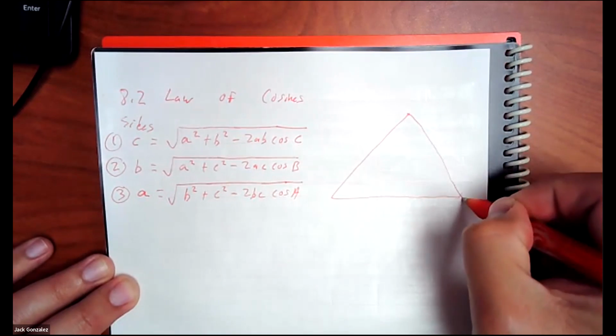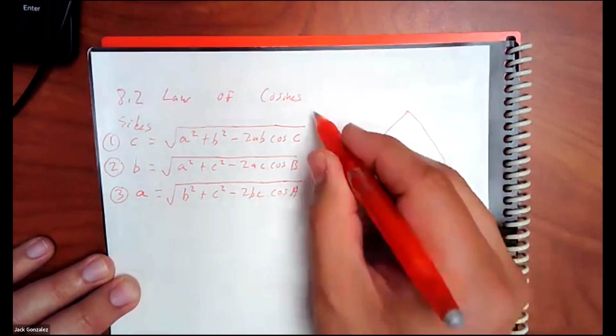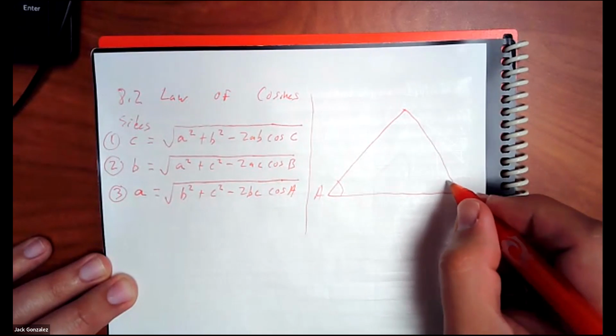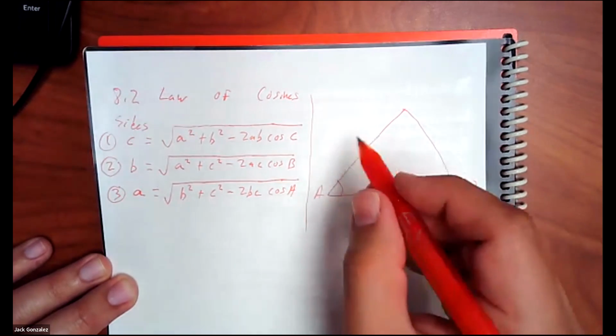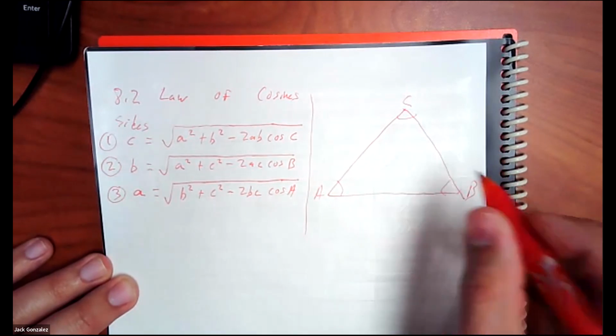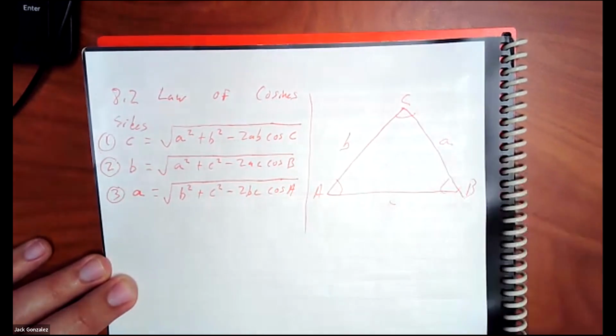I keep referring to all these angles. Let me write down what they are. This is A. This is B. This is C. Opposite sides are little a, little b, little c.